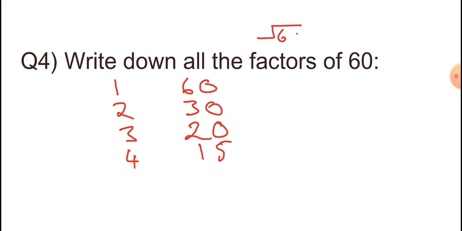So if we use the bus stop method, does 4 go into 6? Yes, it does once. And the remainder is 2. Well, 4 times 1 is 4, but we want to get to 6, so the remainder is 2. So 4 goes into 20 5 times, so 15. So 4 goes into 60 15 times.